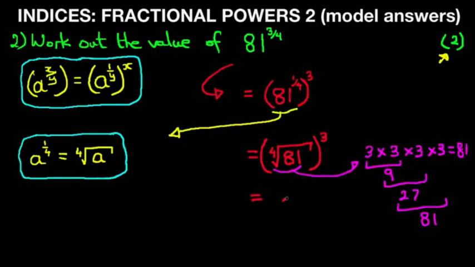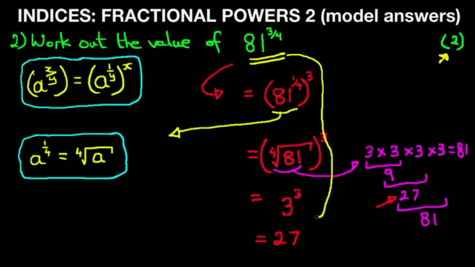Therefore, we can write down 3. And don't forget, we still have the power of 3. Now 3 to the power of 3 is, we've just worked it out over here, it is 27. So we have worked out our answer. 81 to the power of 3/4 equals 27. And if you show all the workings out, you will get both marks.